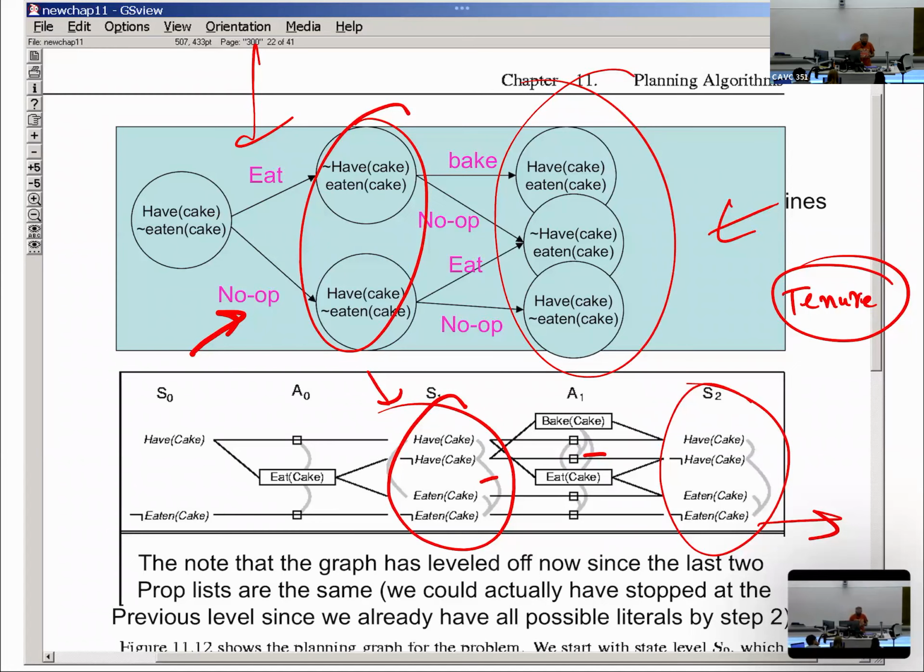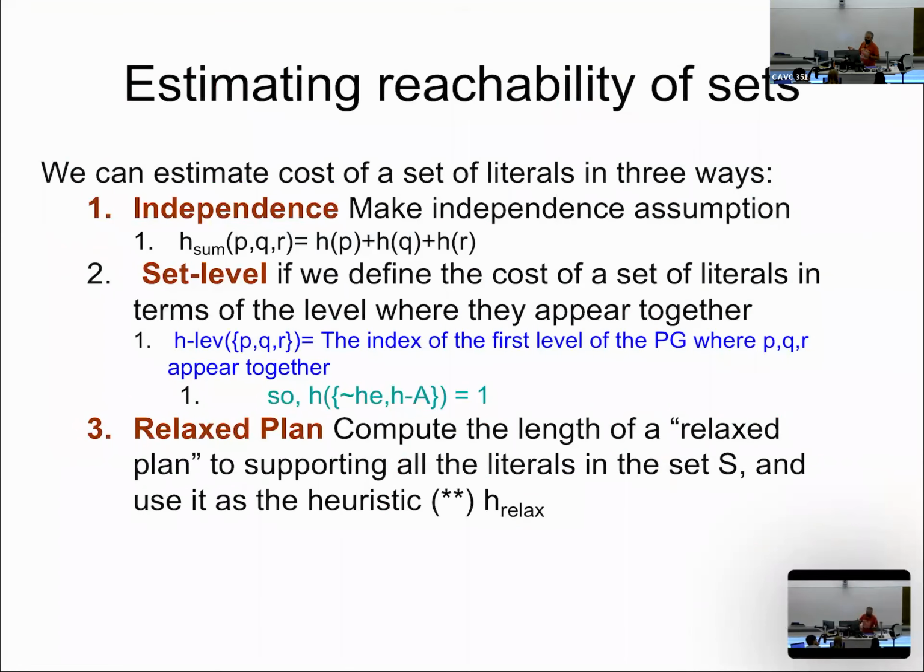In the case of negative interactions, it will be more than the max. But if you ignore negative interactions, if you take just the level at which the goal state is occurring, that will give you the level. That will give you a heuristic value using planning.